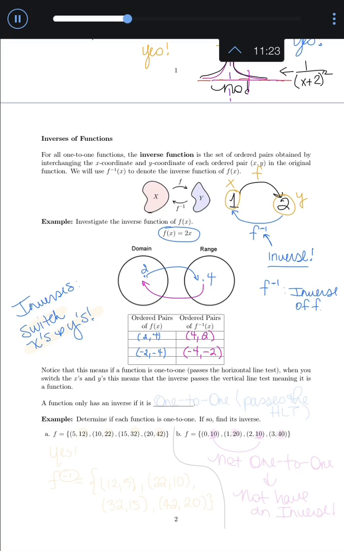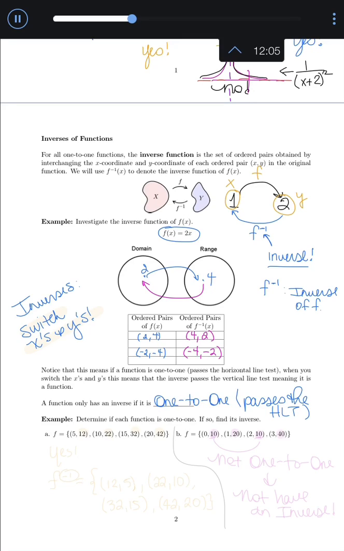So the question becomes, how do you know whether or not a function will have an inverse? Well, here's the idea. A function will have an inverse if it's 1-to-1, meaning its y's do not repeat. So, a function has an inverse if it is, let's say, 1-to-1, means it passes the horizontal line test. No y's will repeat. Why is that so important?